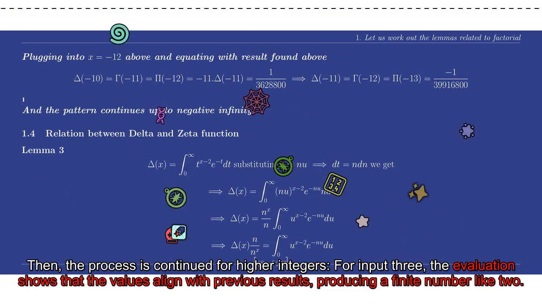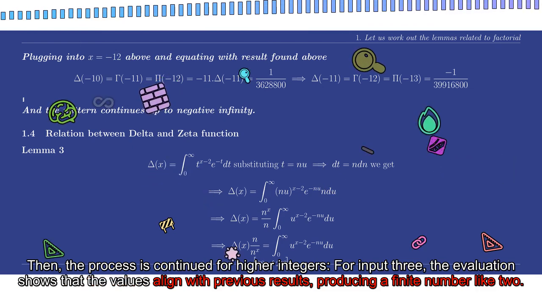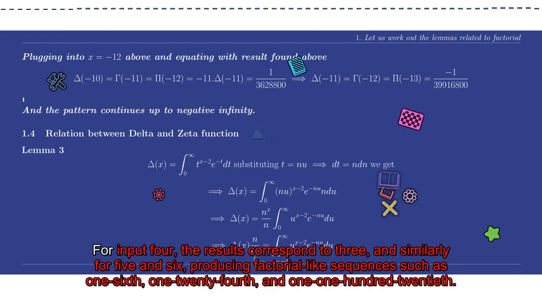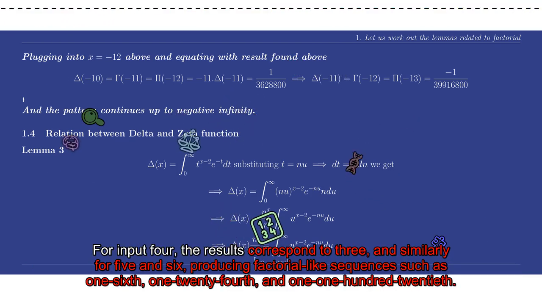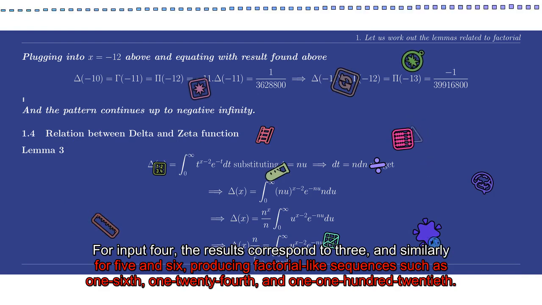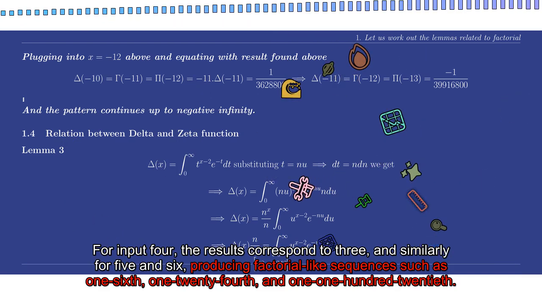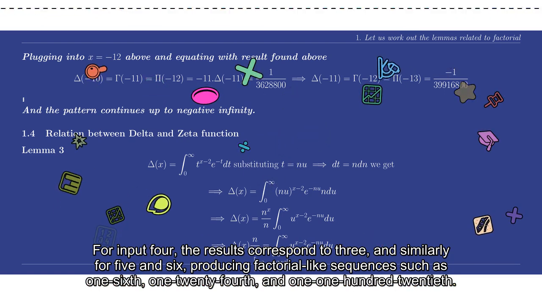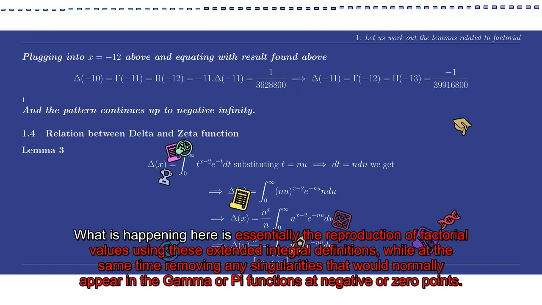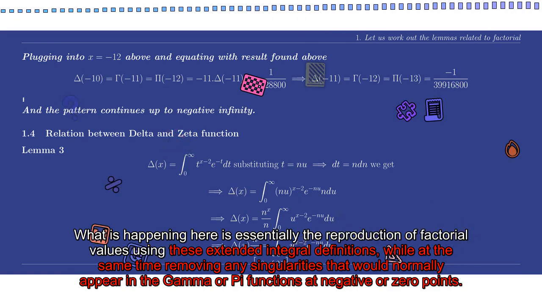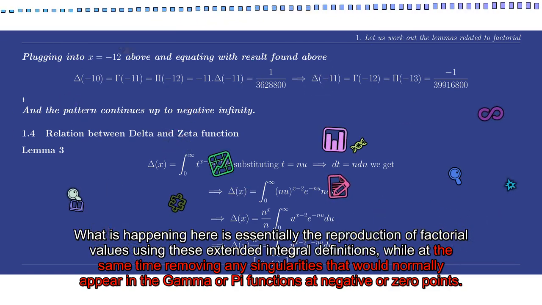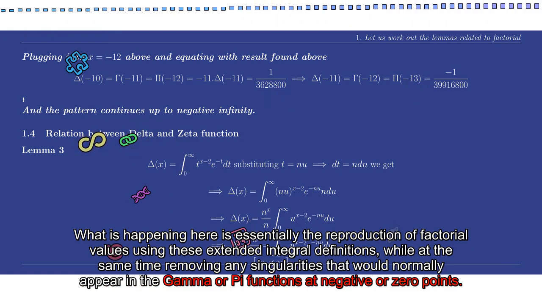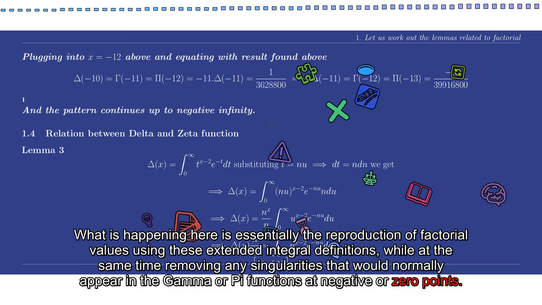For input 3, the evaluation shows that the values align with previous results, producing a finite number like 2. For input 4, the results correspond to 3, and similarly for 5 and 6, producing factorial-like sequences such as 1/6, 1/24, and 1/120th. What is happening here is essentially the reproduction of factorial values using these extended integral definitions, while at the same time removing any singularities that would normally appear in the gamma or pi functions at negative or 0 points.